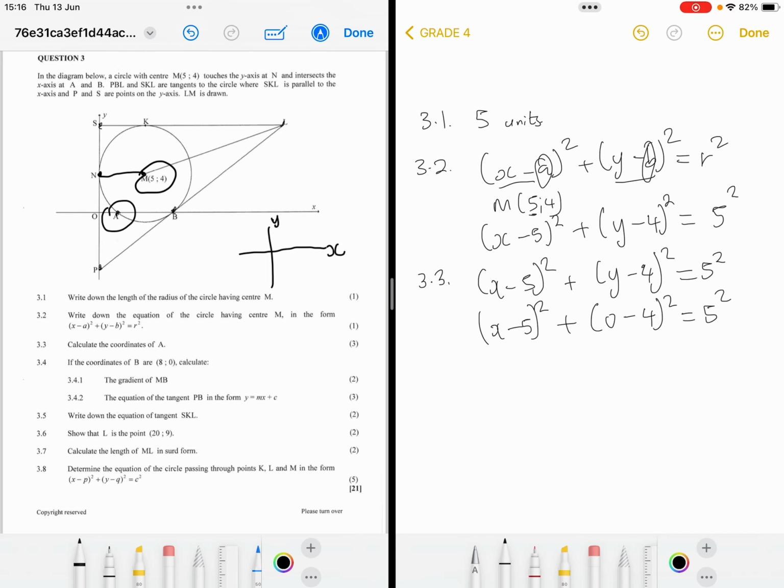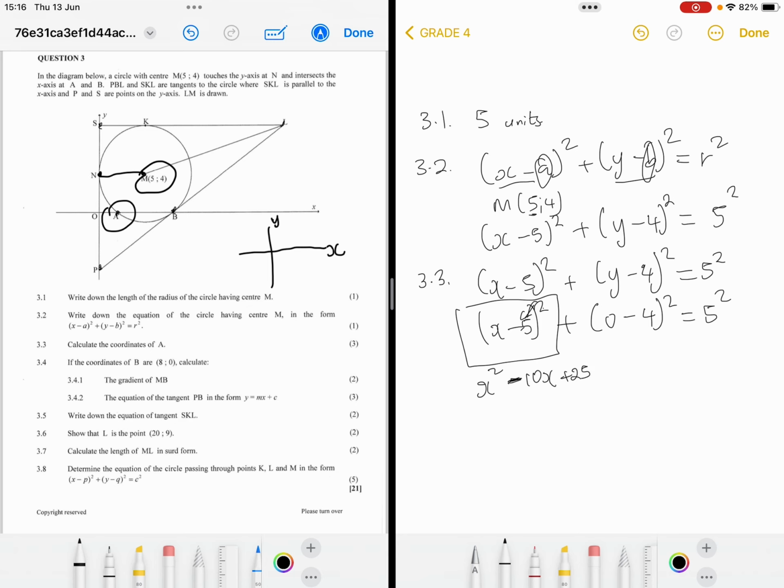Okay, now let's solve. Now we're looking for the x values. So firstly, let's break this down. It means we're going to have x squared. We firstly square this x. Then the second term will be x multiplied by negative 5 multiplied by 2, which is going to give us negative 10x. Then we lastly square negative 5. Negative 5 squared will be positive 25.